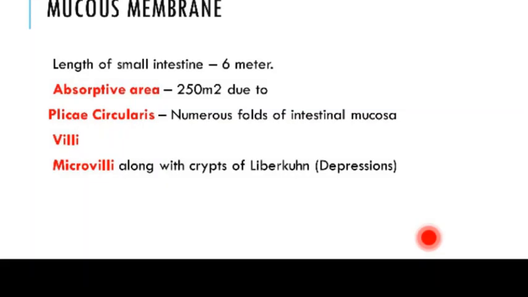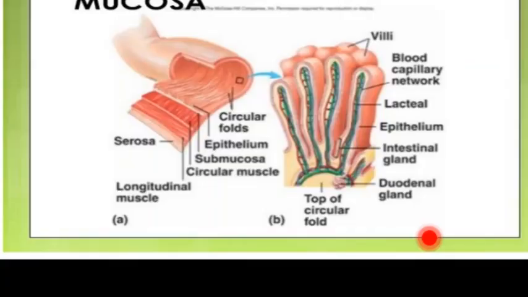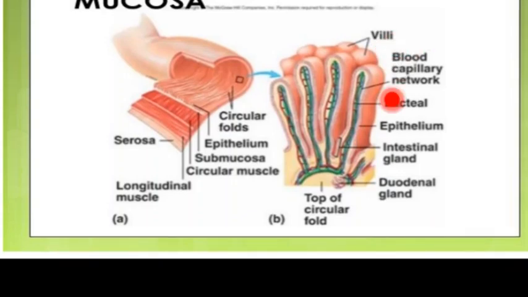In the next, we discuss the length of the area, villi and microvilli. The length of the small intestine is 6 meters, and the absorptive area is 250 m2. There are plicae circulares, numerous folds of the intestinal mucosa, and villi and microvilli are also present, along with the crypts of Lieberkuhn. In this slide you can see this is the villi, and this is the blood capillary network, lateral epithelium, intestinal gland, and this is a duodenal gland present on the top of the circular fold.